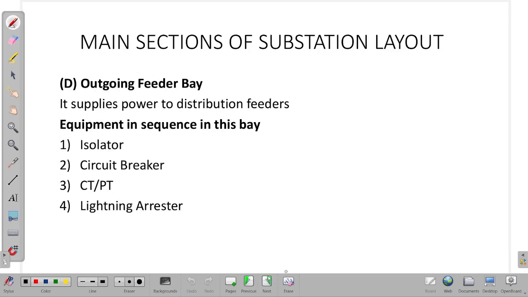Then we'll consider the outgoing feeder bay. It supplies power to the distribution feeders. After the voltage is transformed to the distribution level, it is transferred to the distribution feeders through the isolator, then circuit breaker, current transformer, potential transformer, then lightning arrester.